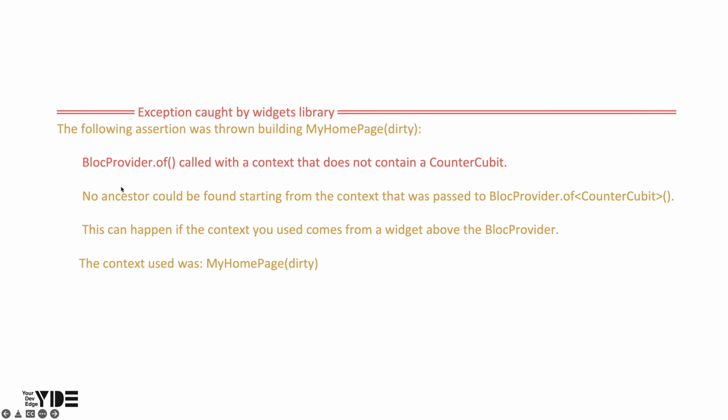The error says that when calling BlocProvider.of, a context that does not contain a CounterCubit was used. Below, it says that no ancestor containing a CounterCubit can be found starting from the context passed to BlocProvider.of<CounterCubit>. And it is said that this can happen if the context used is the context above the BlocProvider.